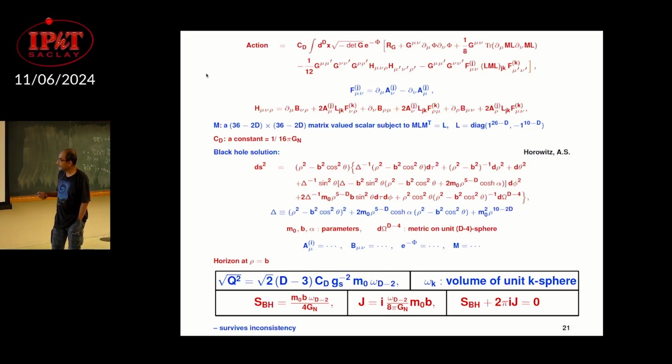Now the important point is that this solution is parameterized by three parameters, m0, b and alpha. Roughly, m0 is the mass parameter. Alpha is a real parameter that characterizes the charge. I have not written down the expression for the gauge fields, but alpha appears in the expression for the gauge fields. And b is the angular momentum parameter.